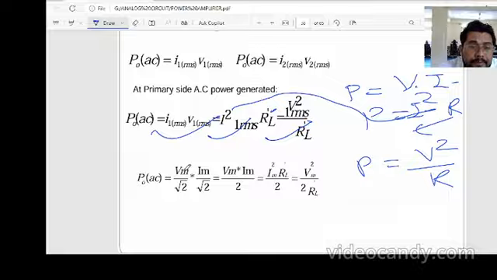So for AC, this is for the full cycle. For I1 RMS, VM divided by √2, and V1 RMS equals V1 divided by √2. So VM by 2. We can also write I square into R, and another, V square by RL. So there are three formulas for calculating the power.